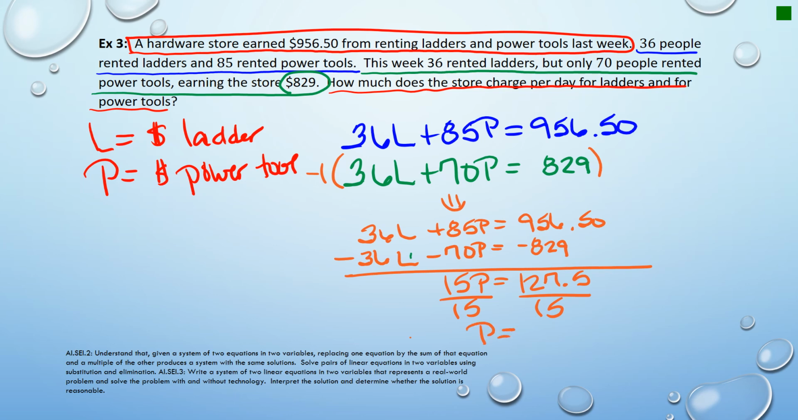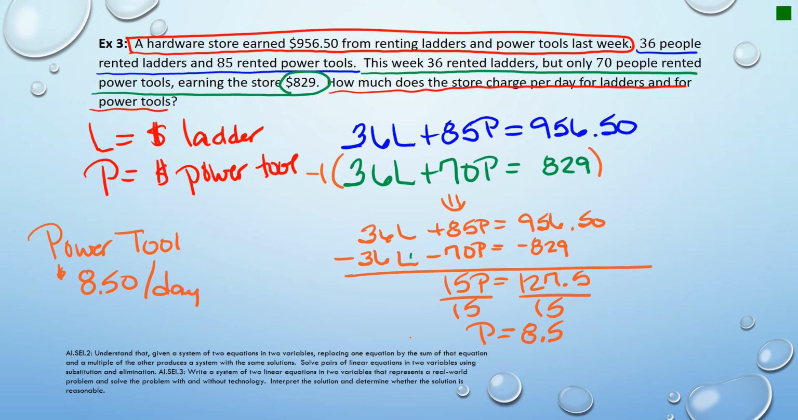And P is 8.5. Well, that doesn't make sense because P is the money it costs me, how much it costs me. So a power tool is $8.50 per day.